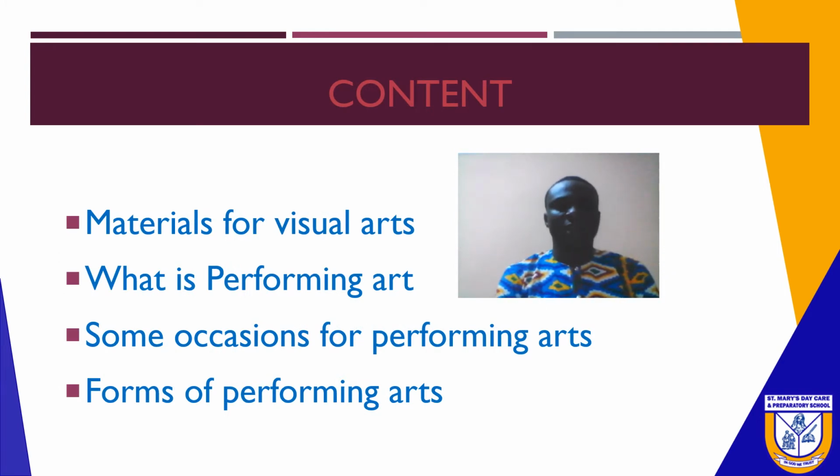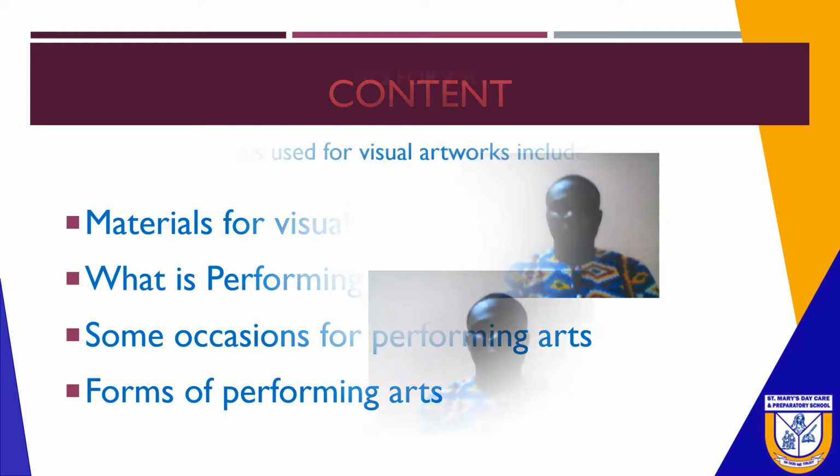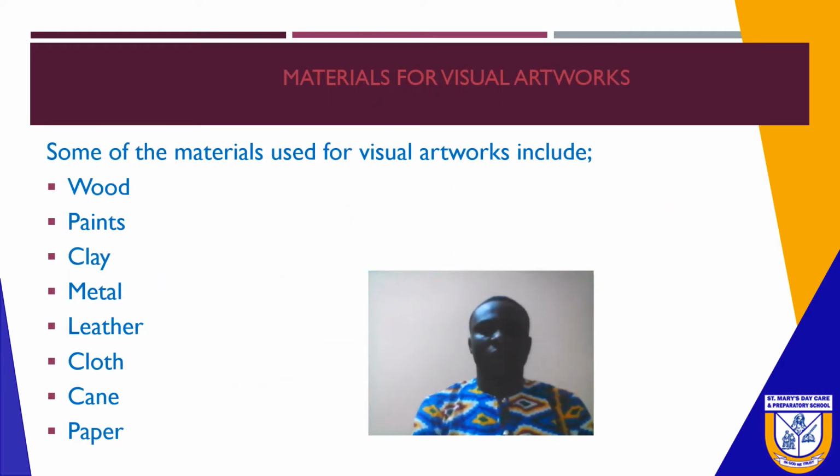We will be looking at materials for visual arts where we ended last week, and then we'll proceed to look at what performing arts is, some occasions on which performing arts are performed, and then forms of performing arts. Let's proceed and look at some materials that are used for the visual artworks.